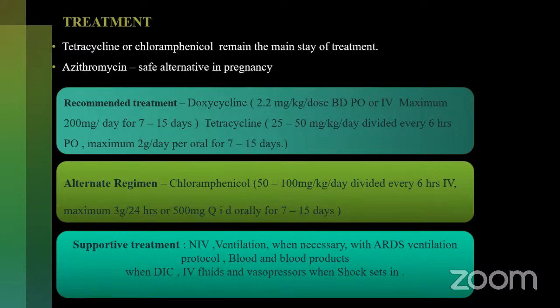Alternate regimen includes chloramphenicol, 50 to 100 milligrams per kg per day, divided every 6 hourly, IV, maximum 3 grams over 24 hours, or 500 milligrams QID orally for 7 to 15 days. Now, supportive treatment includes the institution of NIV or ventilation with lung protective strategy for patients who go into ARDS, and blood and blood products when the patients present with DIC, and also IV fluids and vasopressors when shock sets in.